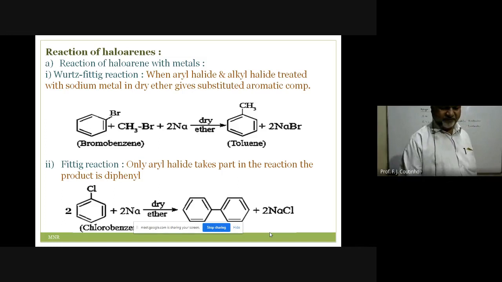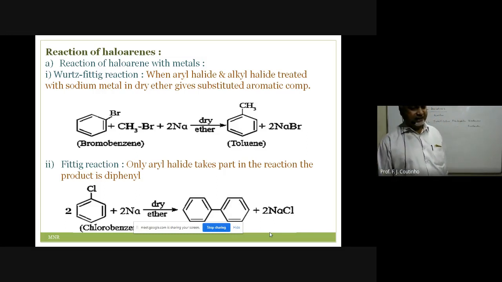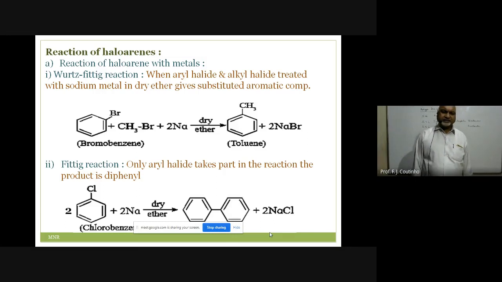Now we have finished most of the topic: methods of preparation of alkyl halides, reactions of alkyl halides, mechanisms, and different reactions, including elimination, addition, and substitution reactions. All reactions of alkyl halides or haloalkanes we have studied. What we'll study next time is the reactions of haloarenes.